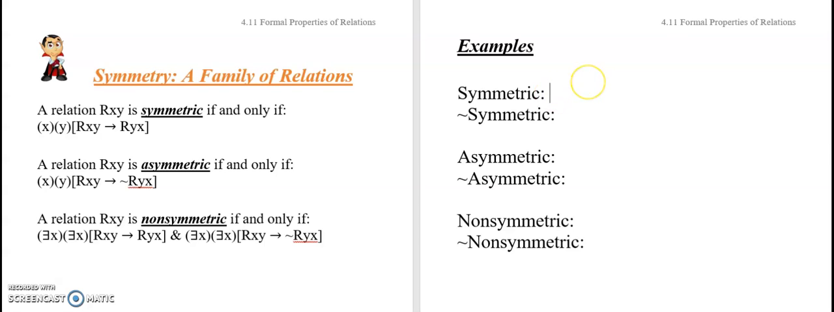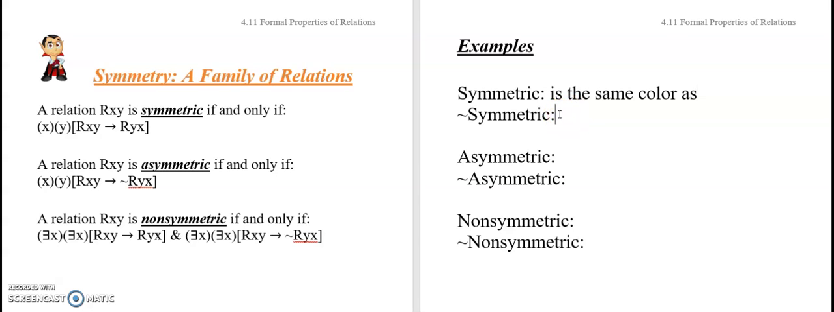Okay, so we'll just do our handy example of is the same color as, right? Notice that is in fact a symmetric relation. If you've got 10 objects in your domain and they all have colors, then if this thing is the same color as this thing, then this thing is the same color as that thing, right? And so that would be an example of a symmetric relation.